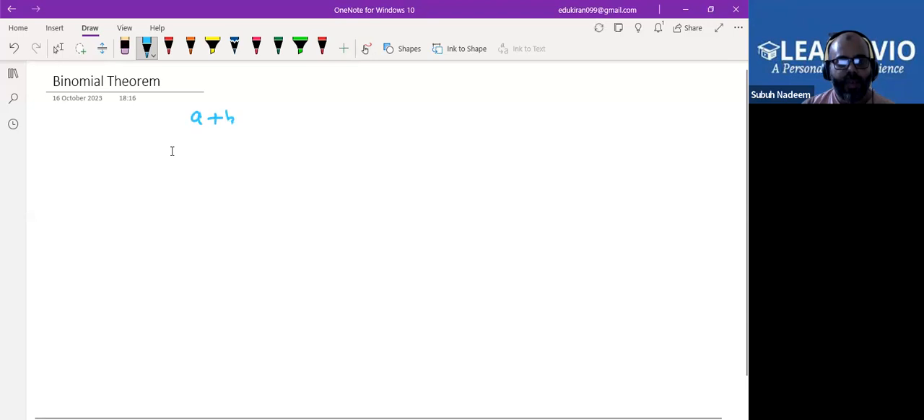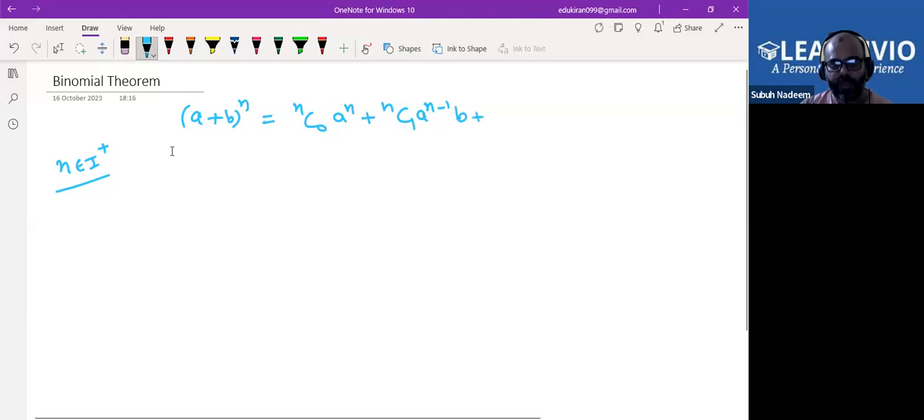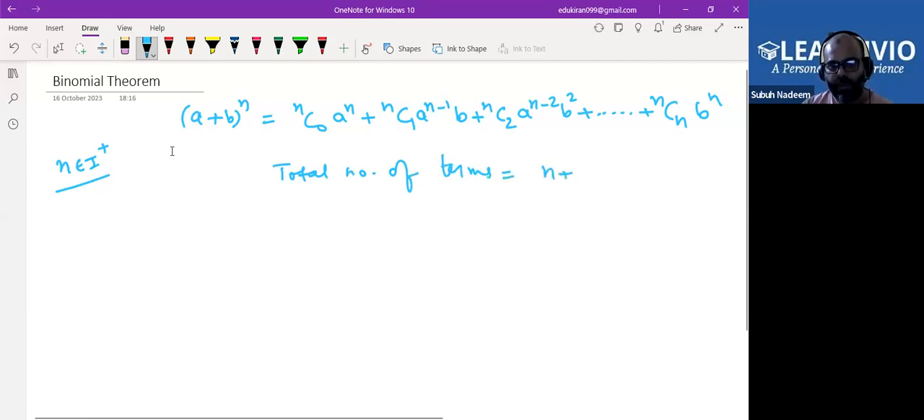So we know that if (a + b) to the power n, where n belongs to positive integers, then its expansion is nC0 a to the power n plus nC1 a to the power n minus 1 b plus nC2 a to the power n minus 2 b square, and it keeps on going, and the last term will be nCn b to the power n. So the total number of terms is one more than the index, that is n plus 1.